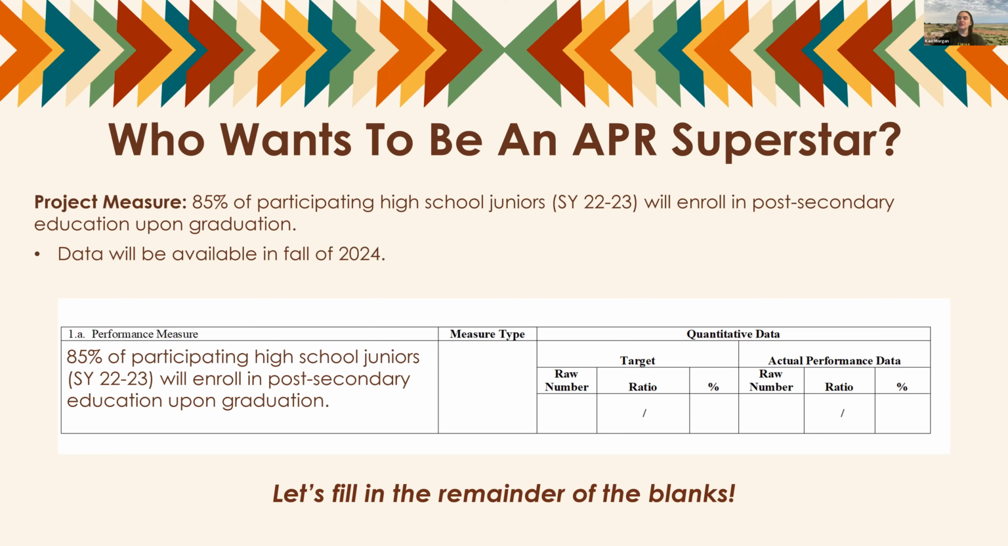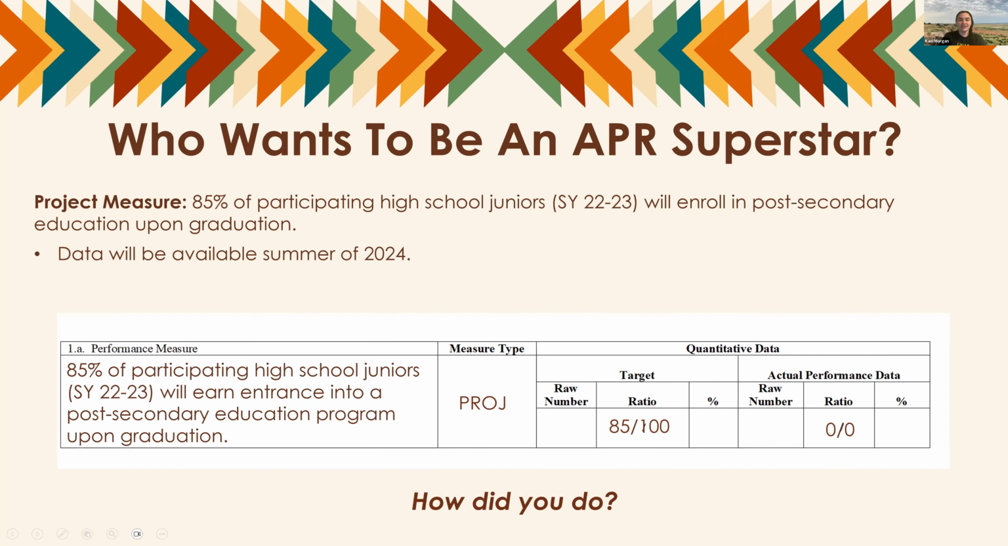Okay, I think we're all a little stumped on this one, so I'm going to go ahead and go over the answer. So here we are. This is what you would have said. Those same boxes would be left blank that we saw in the last one. The first two sections are the same thing. You have the objective language, and then you have the measure type, which is that PROJ. And then you still have your target ratio because this is a project objective. So you would take that target directly from the objective text there.